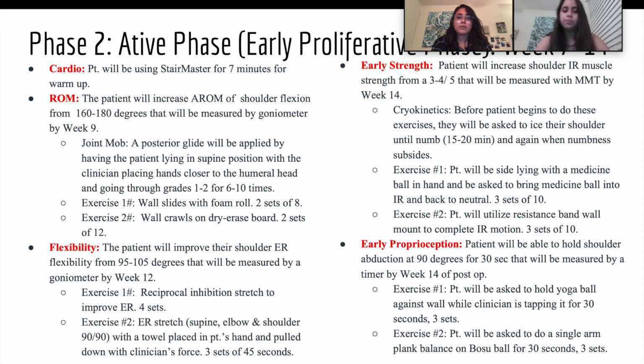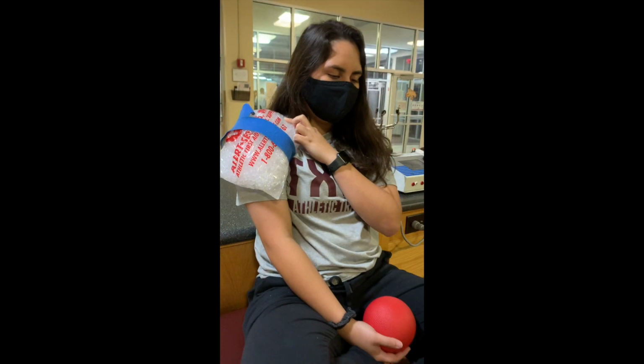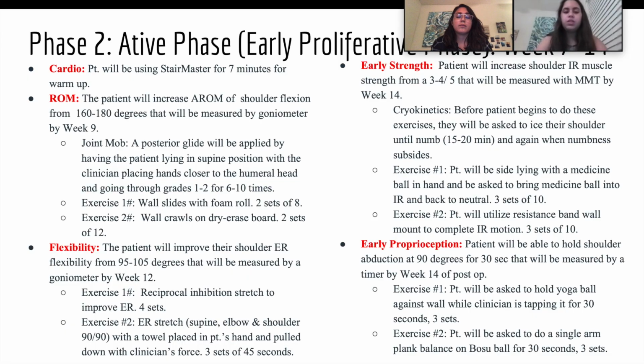Our early strength goal is that the patient will increase shoulder internal rotation muscle strength from 3 to 4 out of 5, measured with manual muscle testing by week 14. Our cryokinetics is that before the patient begins these exercises, they will be asked to ice their shoulder until numb for about 15 to 20 minutes, and again when numbness subsides.